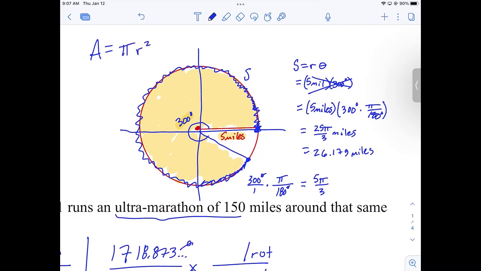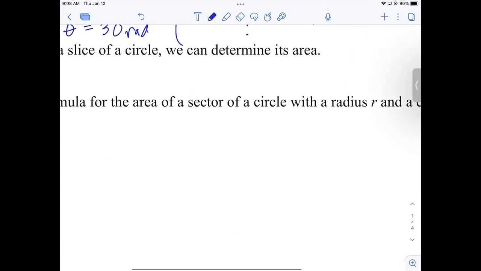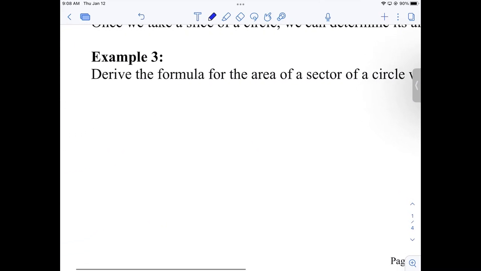But what if I just want to paint that orange part and I want to know what the area is? I would have to subtract out the pi wedge, right? But how would I find the area of the pi wedge? It's almost a triangle. Well, we're going to derive that formula. I'm going to show you how we can derive the formula.